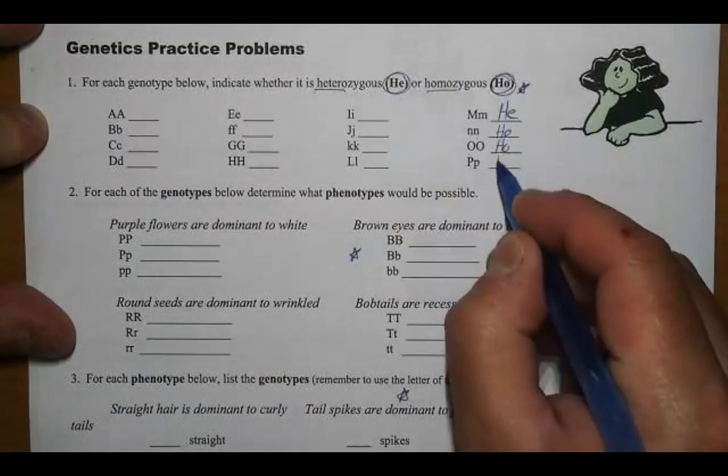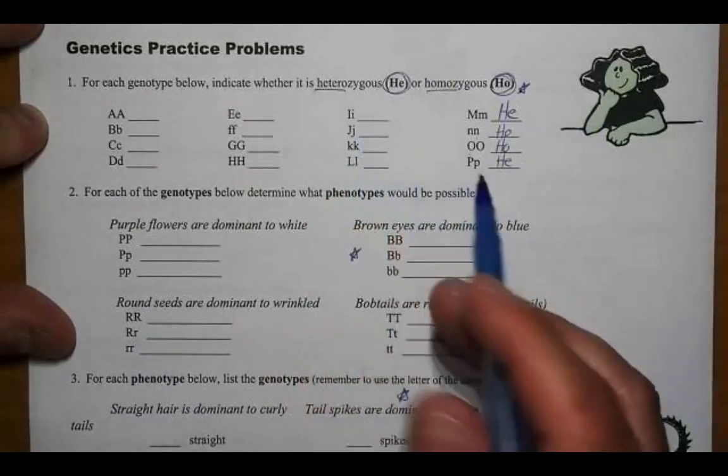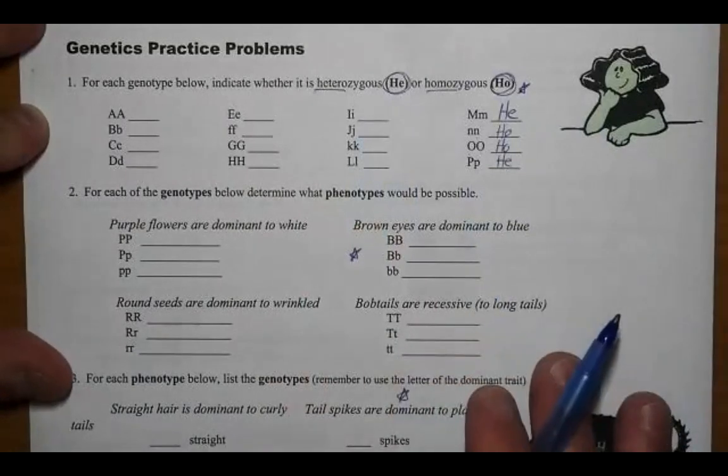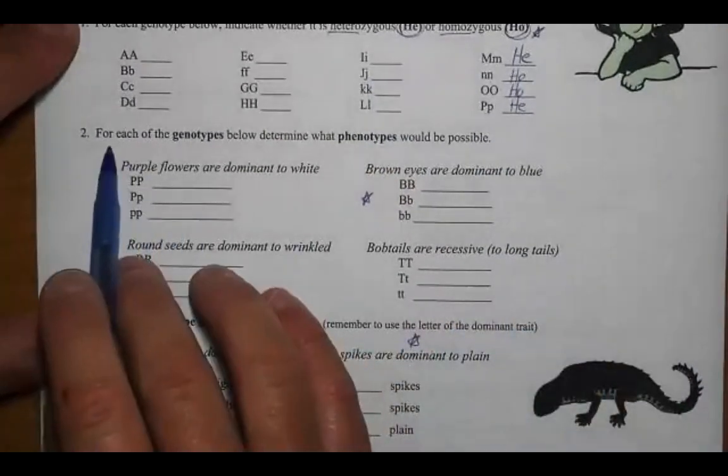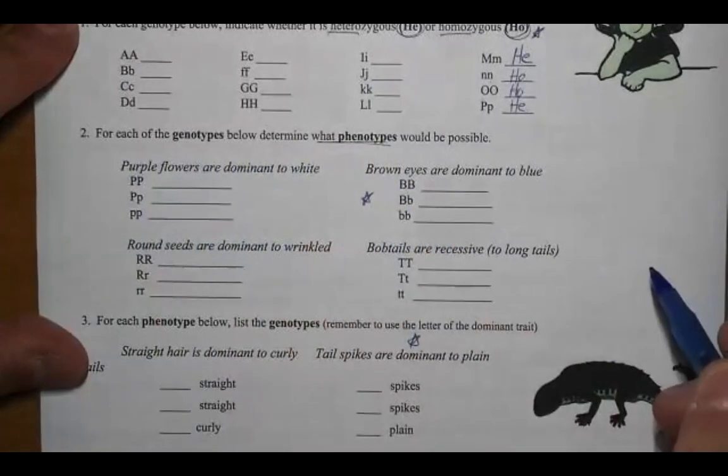So that'd be heterozygous. That's how easy that section is. Look at how it'll probably take you longer to write the problems than it is to answer them. Okay, next section, number 2. For each of the genotypes, determine the phenotypes that would be possible.